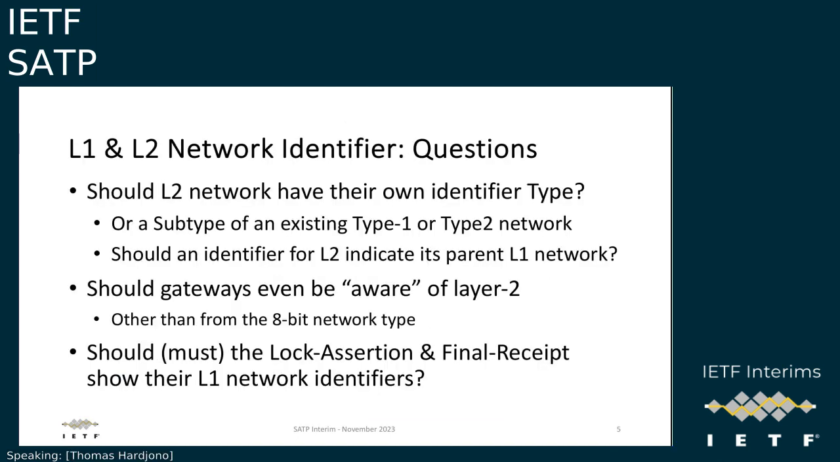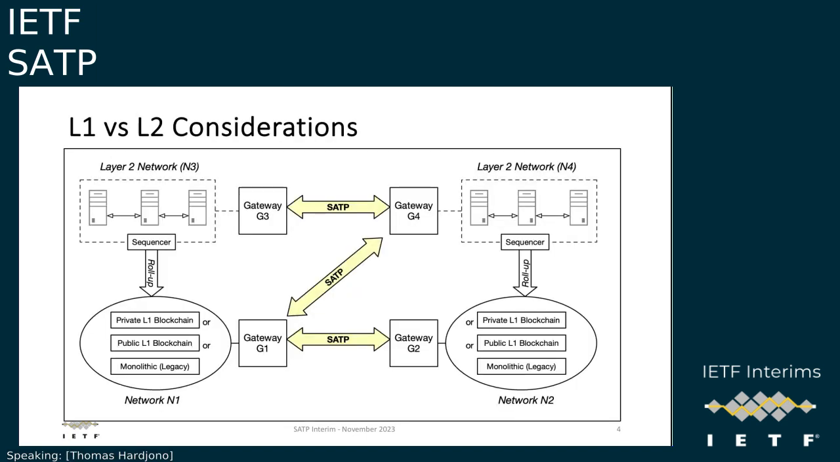So I have a question, Weijia. This is worth talking about. If you go through that diagram, right? If G1 is talking to G4, and part of the SATP exchange is that it's moving an asset from network 1 to essentially network 2, but via network 4 gateway G4.